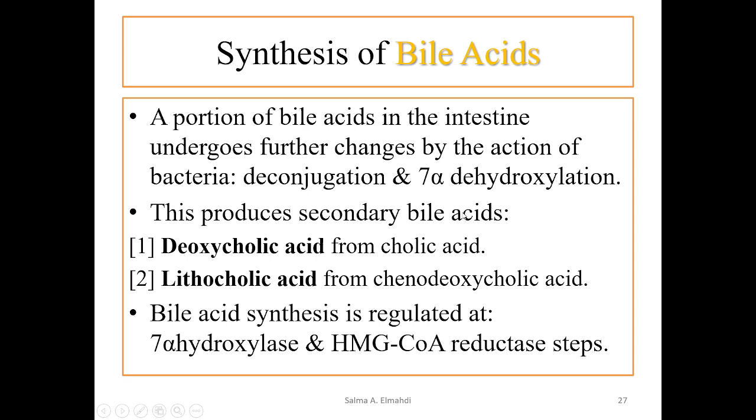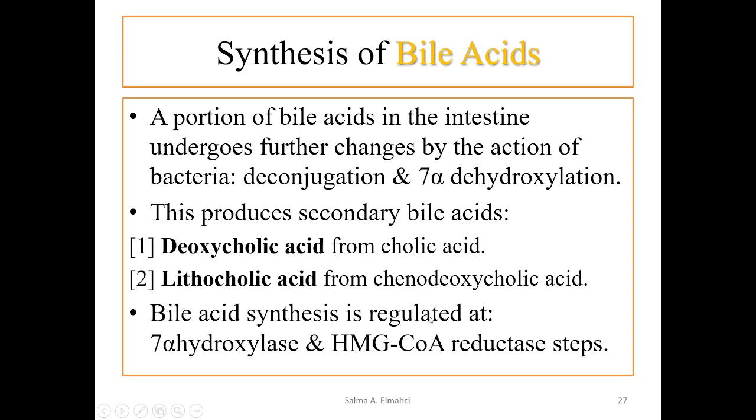The products now are called secondary bile acids. So secondary bile acids are formed from primary bile acids in the intestine by intestinal bacteria, which carry out deconjugation and 7-alpha dehydroxylation processes. What are the secondary bile acids? They are deoxycholic acid, which is formed from cholic acid, and lithocholic acid, which is formed from chenodeoxycholic acid.